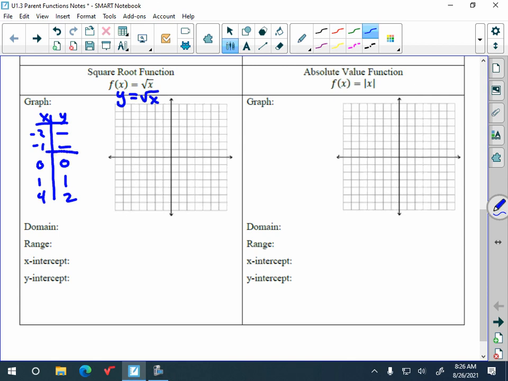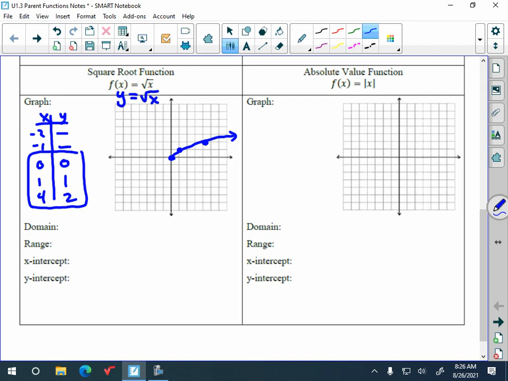So really, these are the 3 we want to use on the square root function. You don't want negatives, but you do want 0. You do want 1. You do want 4. Now, you can put another one in there if you want. 9 would work nice. The square root of 9 is 3. So if we plot these points, 0, 0, 1, 1, and then 4, 2. All right, so this is what the shape looks like.